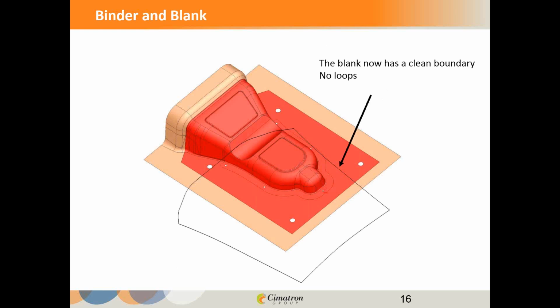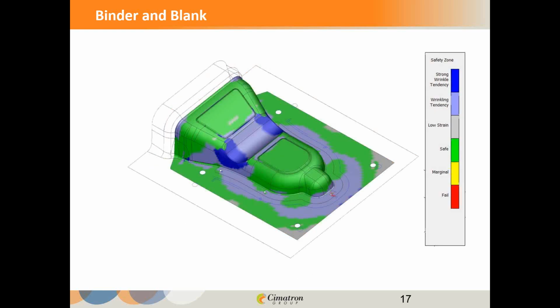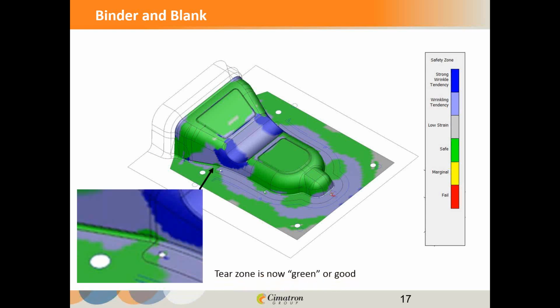So we recalculate the blank, and now we see that nice clean outer boundary. That looks good, so I know I don't have that material stretching in 2 different directions. Now when I go into my safety zone analysis, I look at that trouble area before where it's torn, and now I see it's good, it's green. So I'm elated. Already the binder has shown some positive feedback in helping me to make this part and form it right. However, it came at a price. Now the wrinkle area has increased in size quite a bit. So that means now I've got to deal with the wrinkle area.